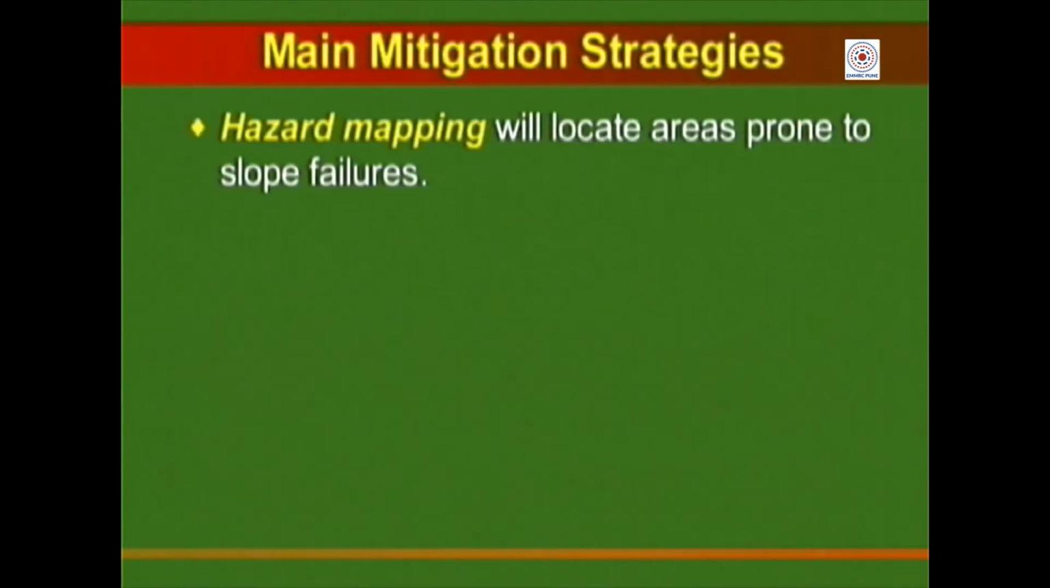What are the mitigation measures we can have? The first thing is hazard mapping. As I told, for every disaster you need to have the hazard mapping. Without hazard mapping, we really cannot anticipate the level of threats, the level of danger, and we cannot take action about it. So, hazard mapping is the first and foremost important issue.